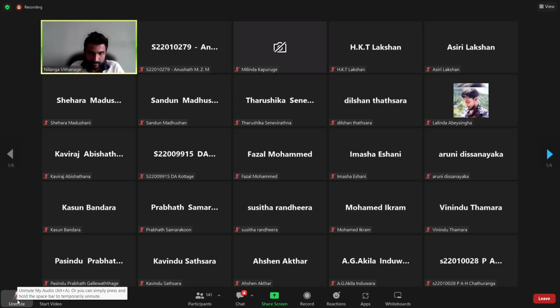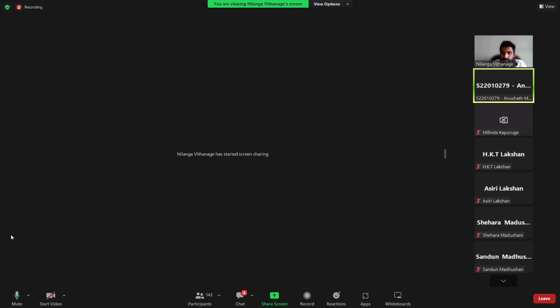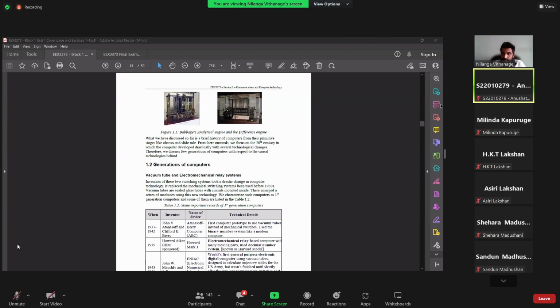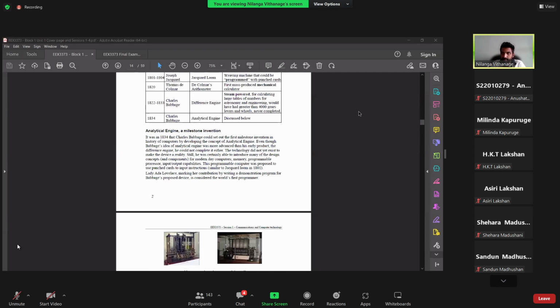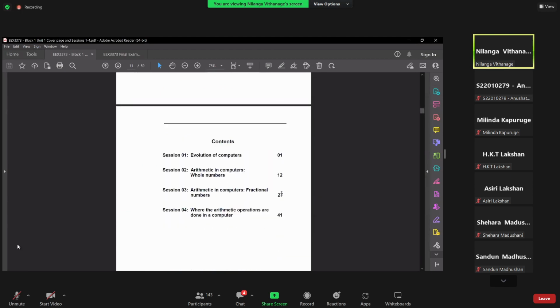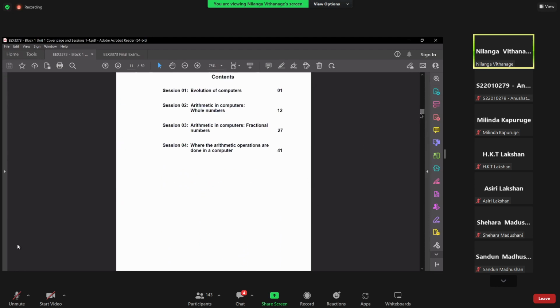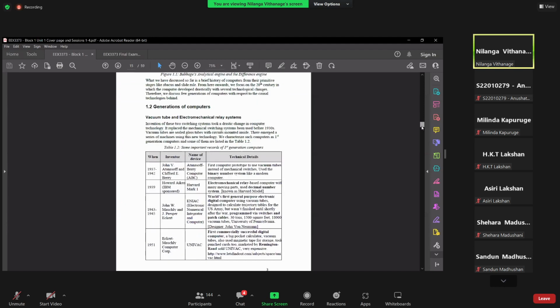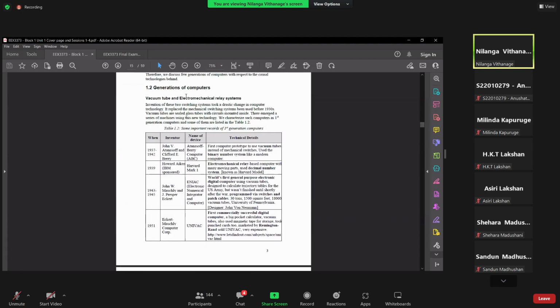Okay, so let me share my screen. MCQ, auto mark questions. So here we are talking in the first session evaluation. We are talking about the evolution of computers now. So here you don't need to memorize all these things, right? Basically, if you can distinguish these generations 1, 2, and 3, that's enough, right?